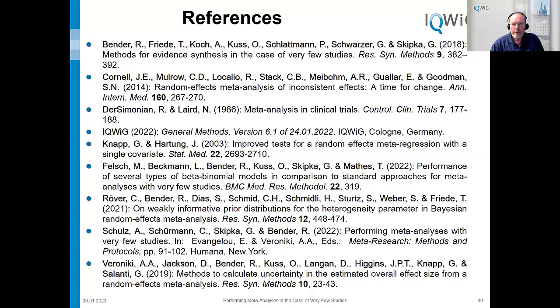And in IQWiG we distinguish between proof, indication, and hint. This is very similar to GRADE, but we have our own system. There's a publication of my colleague Guido Skipka in the Biometrical Journal, where you can read this, or you can also use the IQWiG methods paper, which is available on the internet. It's also available in English.